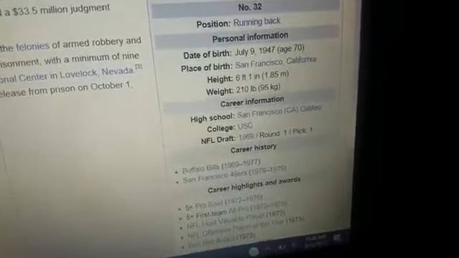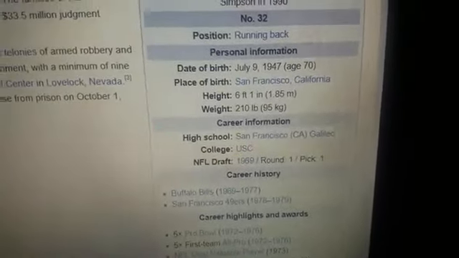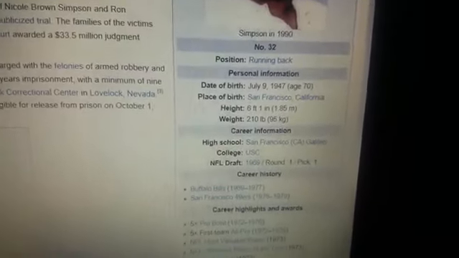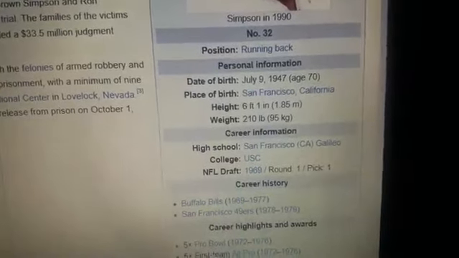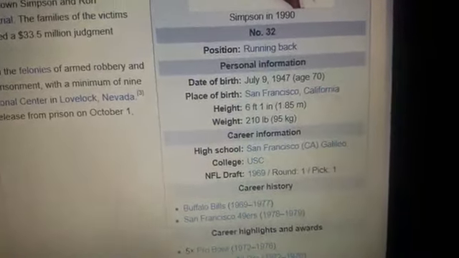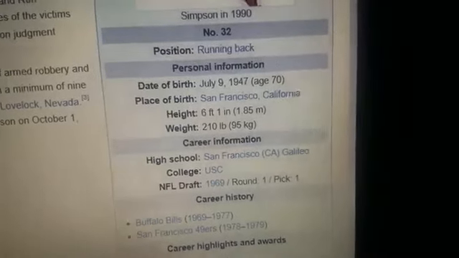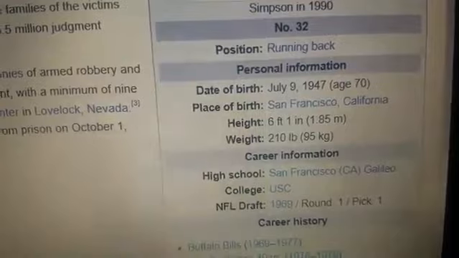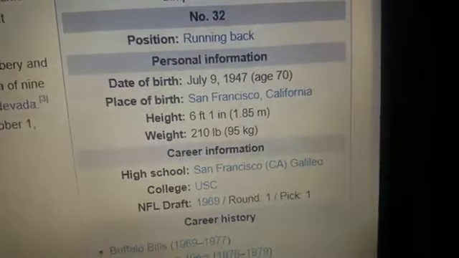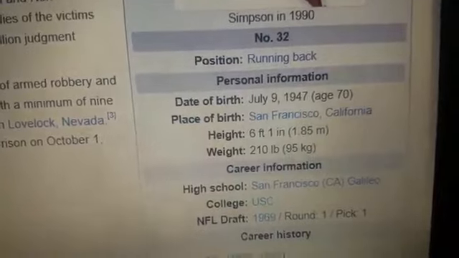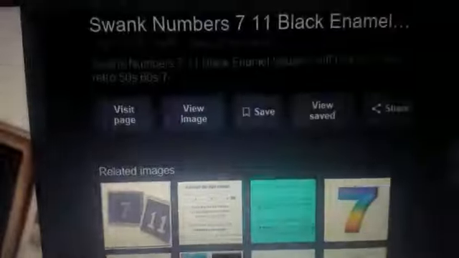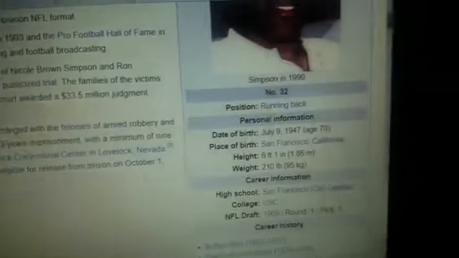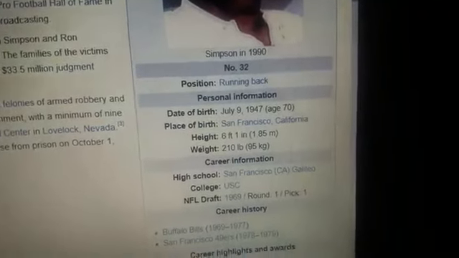Right here we have O.J. Simpson, born on July 9th. July 9th is 7-9, and when you add 7 and 9 you get 16, and adding the 1 and the 6 you get 7 again. He was born in 1947. 4-7 is 11. So we have 7-9, which goes back to 7, and we have 47, which is 11. He was born on a date that ties back to this 7-11 connection: July 9th, 1947.